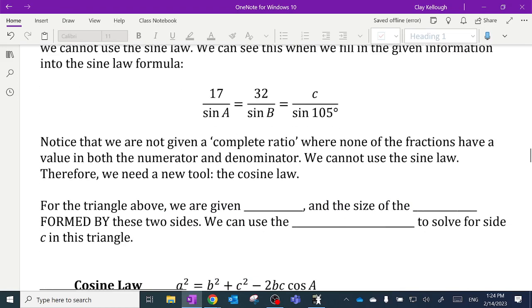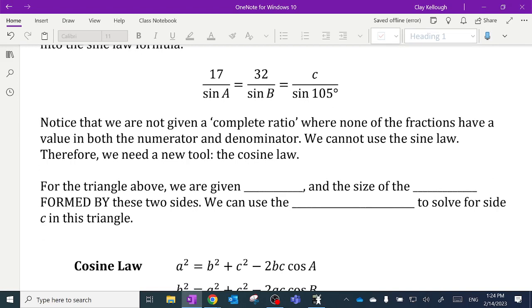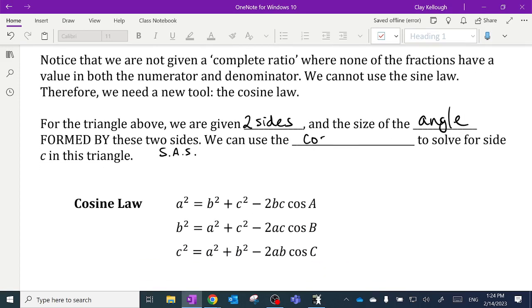So I would say for the above triangle, we are given two sides and the size of the angle formed by those two sides. And again, in other courses, we call that a side angle side. And when we're given side angle side, we're stuck. Sine law doesn't work. So we are going to use the cosine law. And there's the formula for the cosine law.